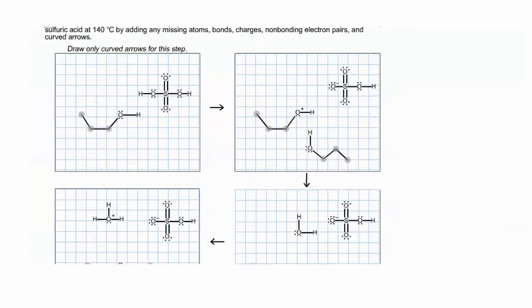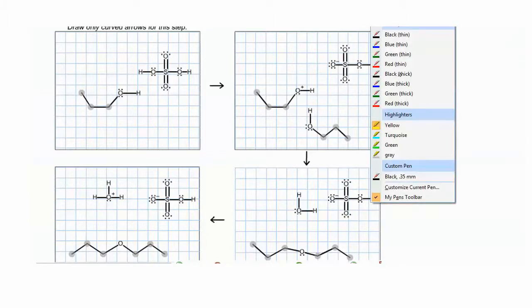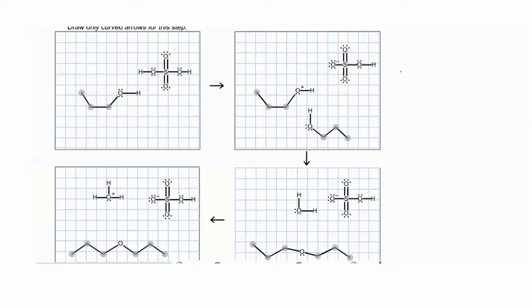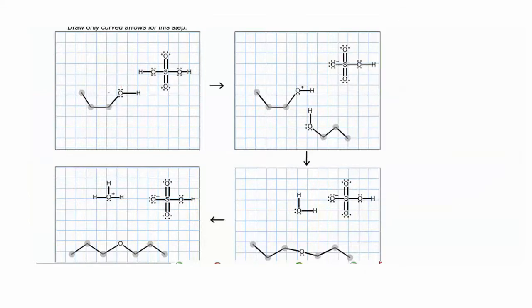So first of all, we're trying to create an ether, right? So we're trying to create this ether right here. And we just got to show the arrow pushing for this. So the first thing that's going to happen is that this oxygen here is going to get protonated.